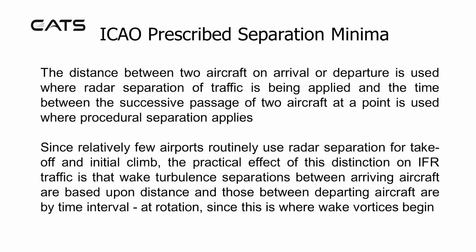The distance between two aircraft on arrival or departure is used where radar separation of traffic is being applied, and the time between the successive passage of two aircraft at a point is used where procedural separation applies. Since relatively few airports routinely use radar separation for takeoff and initial climb, the practical effect of this distinction on IFR traffic is that wake turbulence separations between arriving aircraft are based upon distance, and those between departing aircraft are by time interval, at rotation, since this is where wake vortices begin.